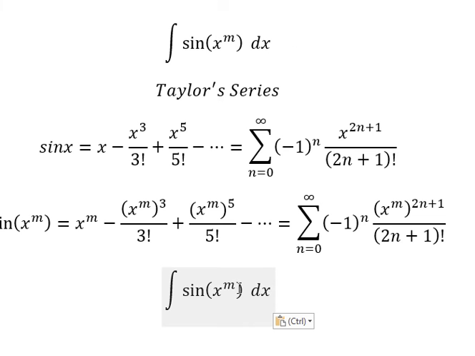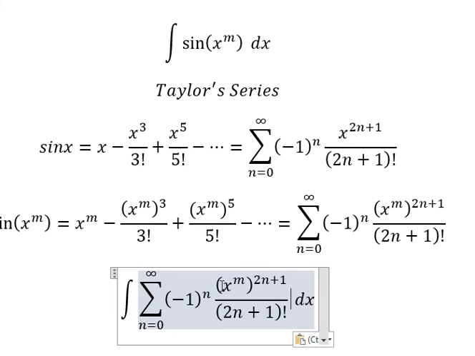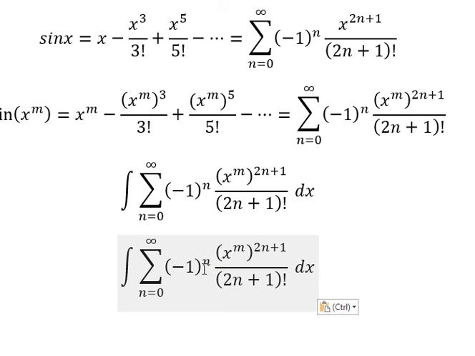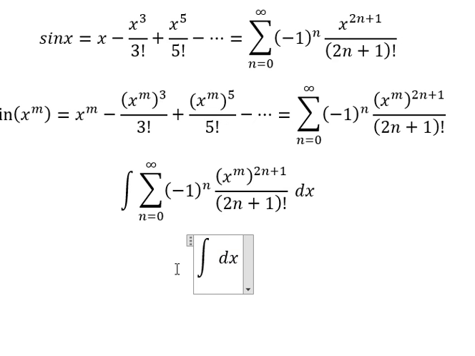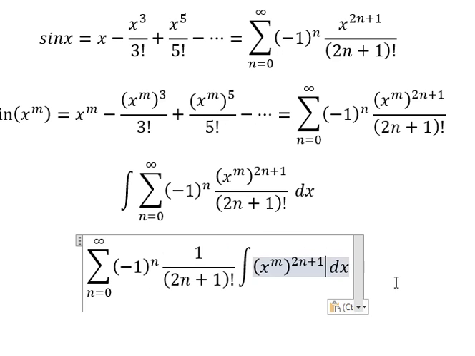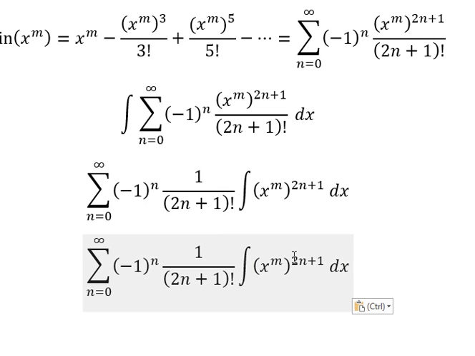We need to transform this one into this one. And now negative 1 to the power of m and 2n plus 1 factorial I will put outside, so that should be like this. Next, m multiplied by 2n plus 1.